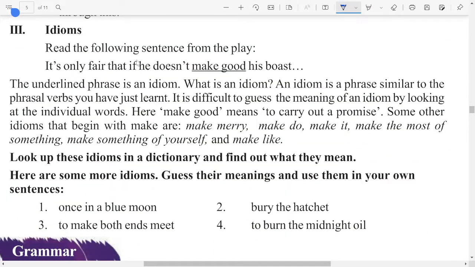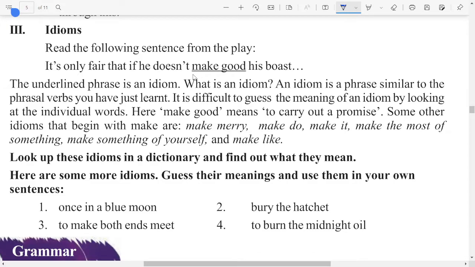Third section, read the following sentences from the play. It is only fair if he doesn't make good his boast. So what do you mean by make good his boast? Look at this. The underlined phrase is an idiom. That is simply an idiom, we can see there.